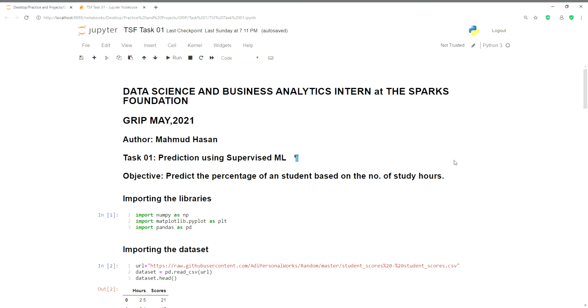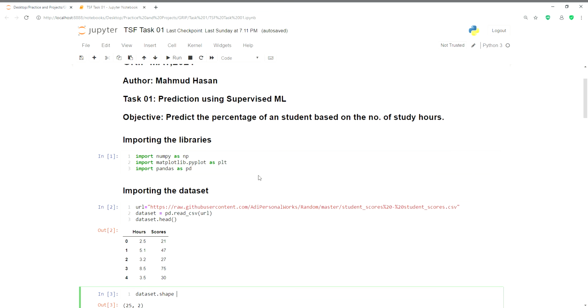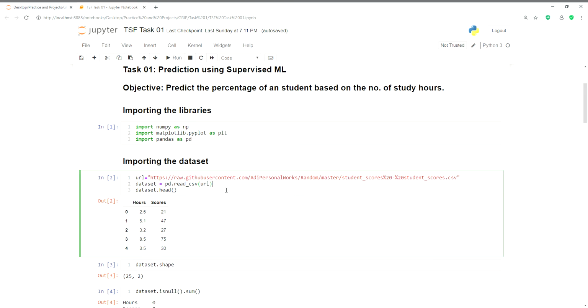This is my first task in this internship program, which is prediction using supervised machine learning. The objective is to predict the percentage of a student based on the number of study hours. Here, at first I have imported the libraries NumPy, Matplotlib and Pandas. After that I have imported the dataset.